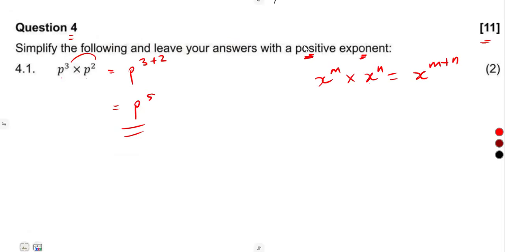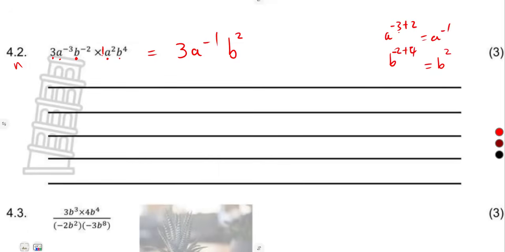So they told us to leave our answers with what? Positive exponents. Here, if we consider our question, there is a negative exponent. How do we get rid of a negative? All right, x to the exponent of minus 1 is 1 over x, or x to the exponent of minus n is 1 over x to the exponent of n, from our laws of exponents. So wherever we have a negative exponent, it's going to be 1 over that. A to the exponent of 1, which is a, times b squared.